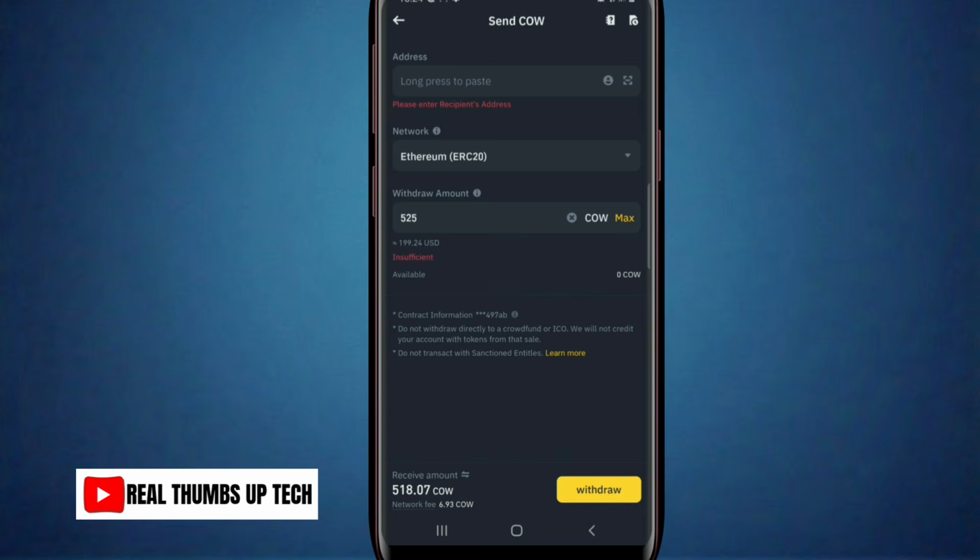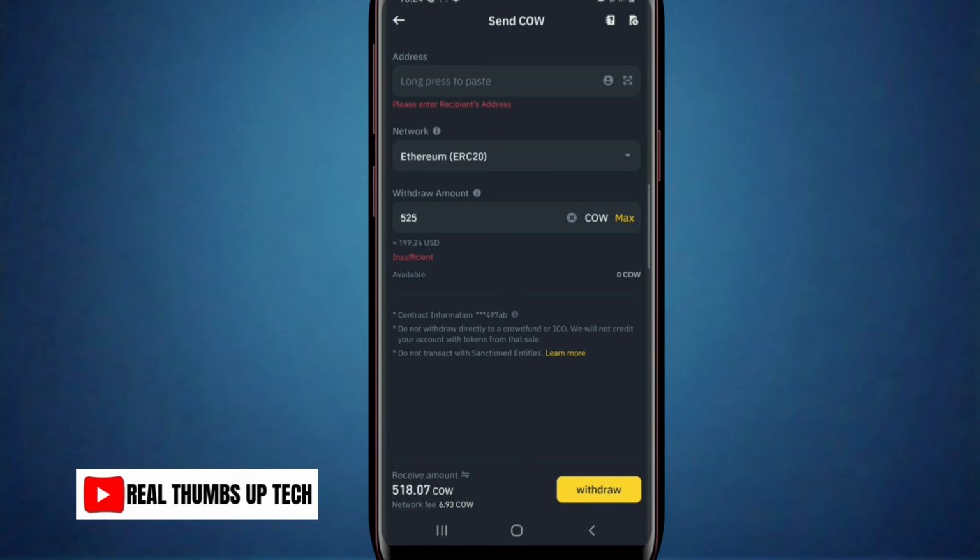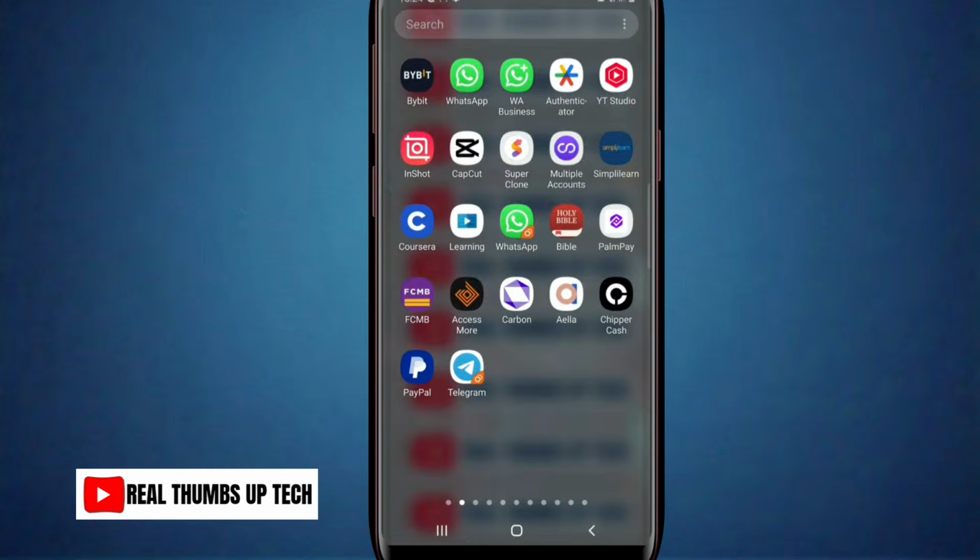So let me go over to KuCoin and confirm their network as well as copy the address over there. I go over to KuCoin.